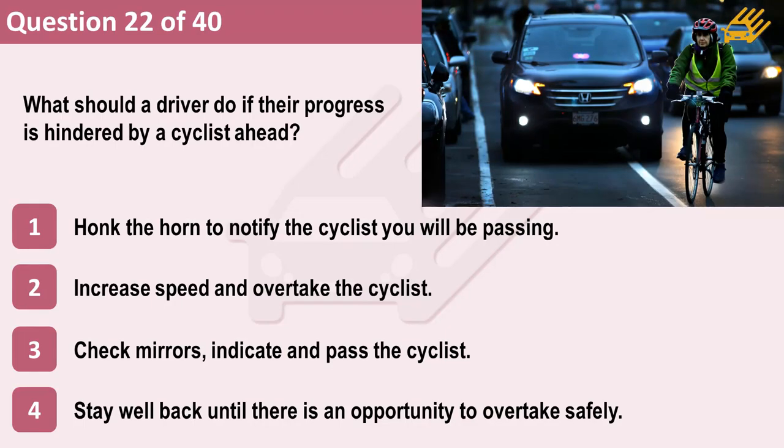What should a driver do if their progress is hindered by a cyclist ahead? 1. Honk the horn to notify the cyclist you will be passing. 2. Increase speed and overtake the cyclist. 3. Check mirrors, indicate and pass the cyclist. 4. Stay well back until there is an opportunity to overtake safely.